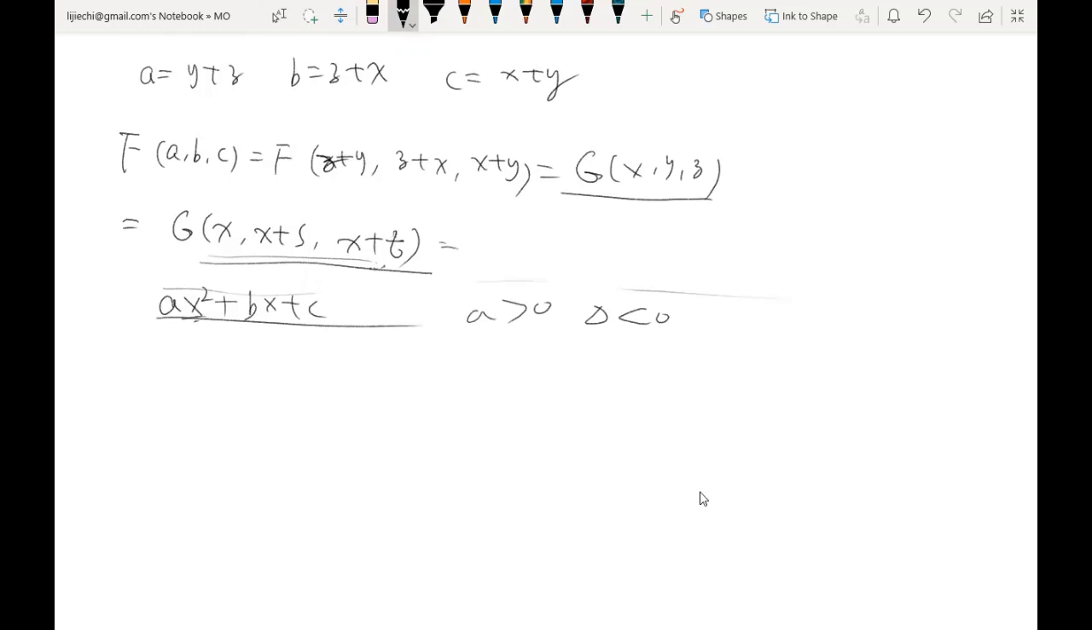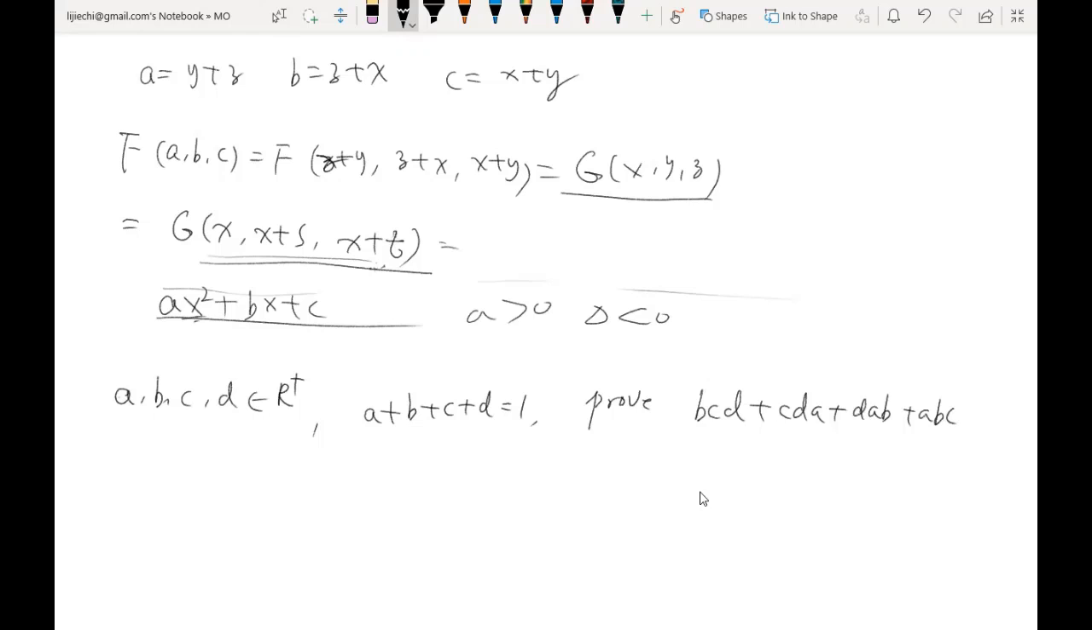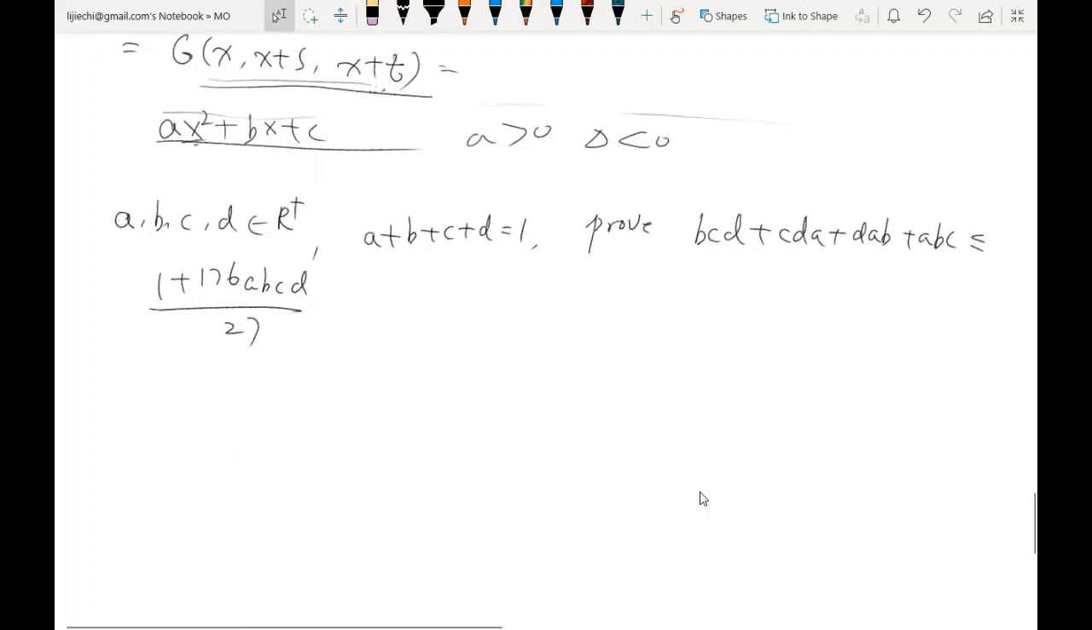So next, let's do an IMO problem to end this class. Again, A, B, C, D positive. Their sum equals 1. And prove BCD plus CDA plus DAB plus ABC is less than or equal to 1/27 plus 176 ABCD over 27. You're welcome to check this, it's the 1993 IMO.